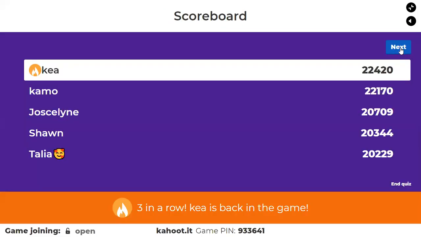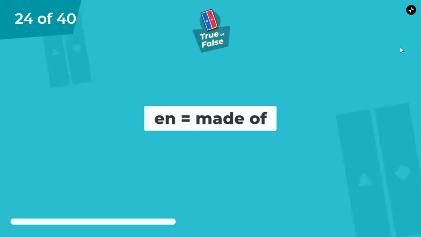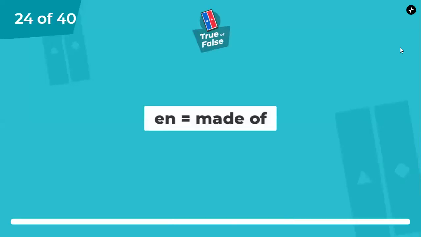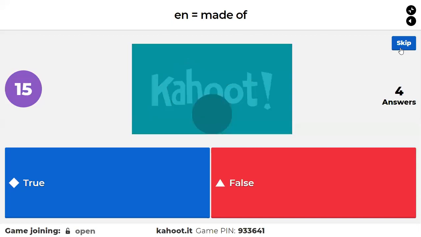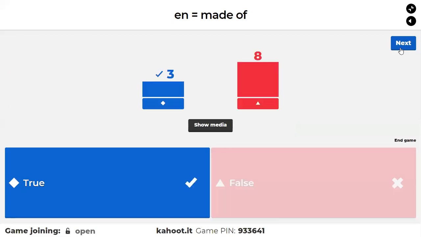Okay, en means made of. True or false? En means made of. Is that true or false? True is blue, red is false. It is true. If I tell you something is a wooden bench, that means it's made of wood.